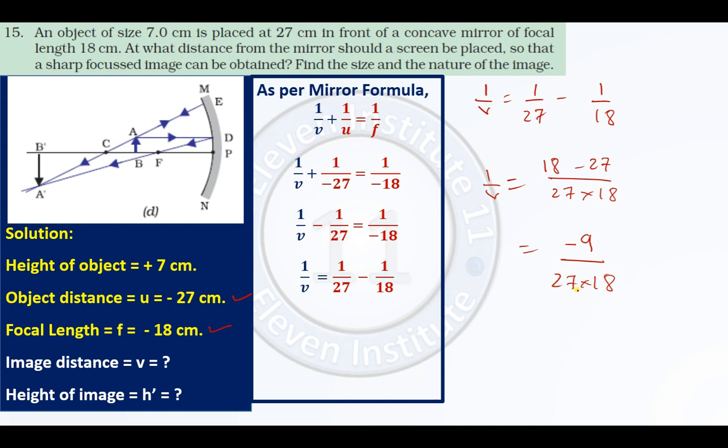We will keep it as it is, and there is no benefit in multiplying. Right? So V will be equal to 27 into 18 whole divided by minus 9. This minus 9 will cancel minus 2 times. So 27 into 2 will give me minus 54 centimeters. You can see 54 is larger than 36.